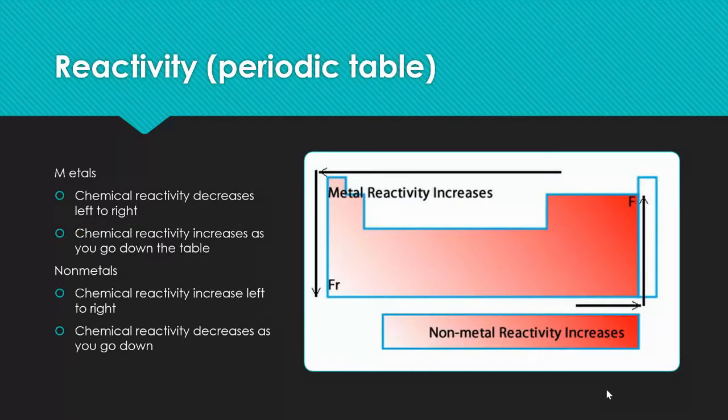So the reactivity for metals: chemical reactivity decreases as it goes left to right, and chemical reactivity increases as you go down the table. And for non-metals, chemical reactivity increases left to right, and then chemical reactivity decreases as you go down the table.